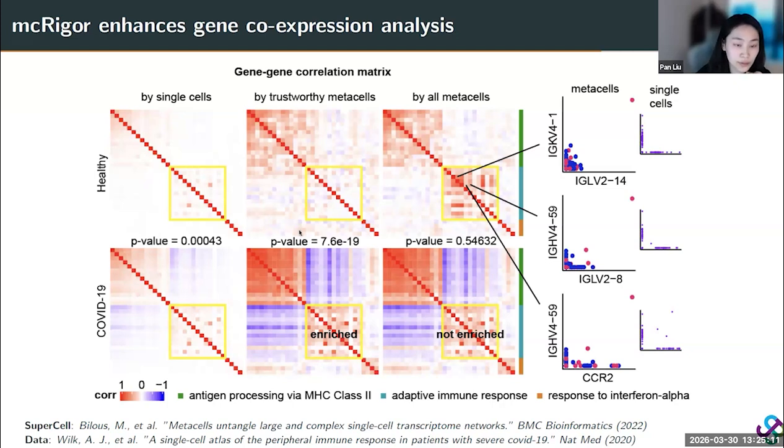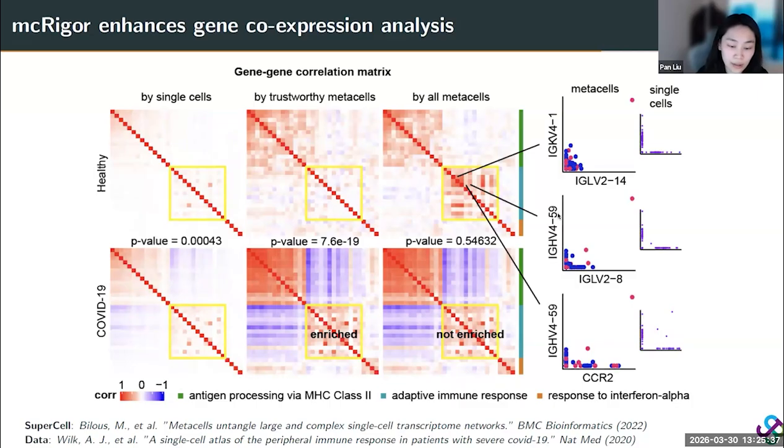MCDIV method to remove the dubious metacells, which gives us the co-expression profile in the middle, then we can see that there is a clear difference between the two groups, which implies that the genes in this module tend to co-express more strongly when the patients are infected. And this is consistent with the fact that these genes are adaptive immune response genes.